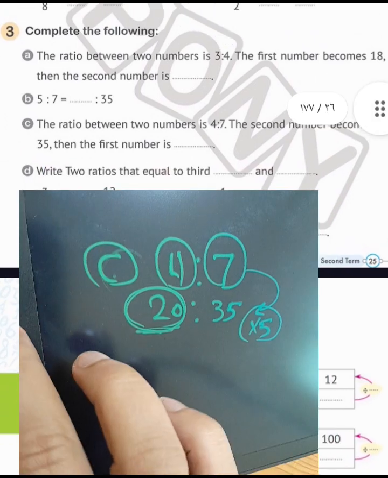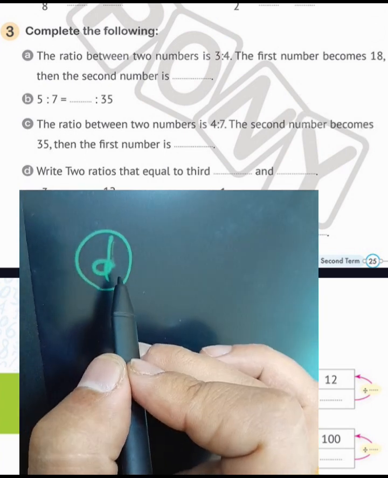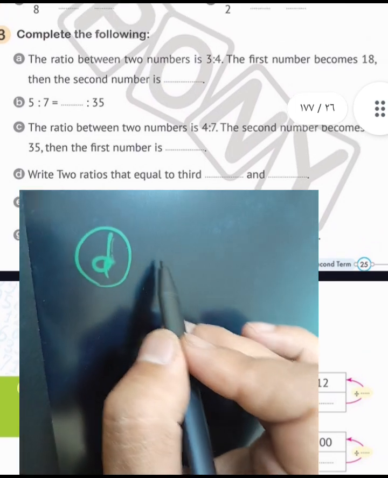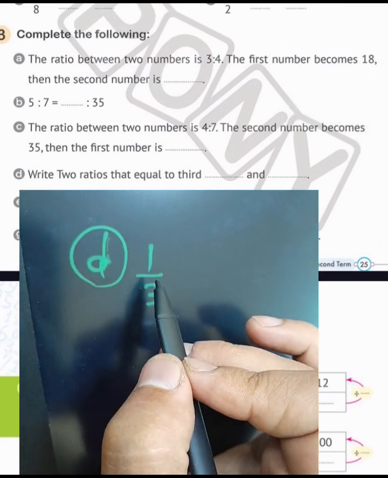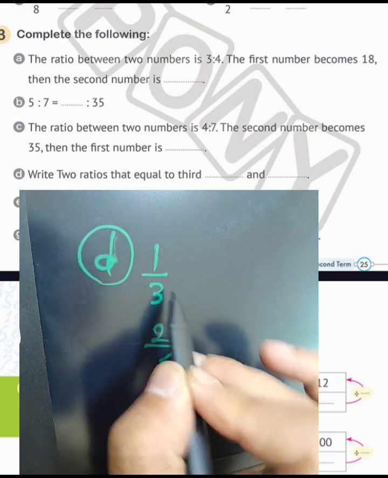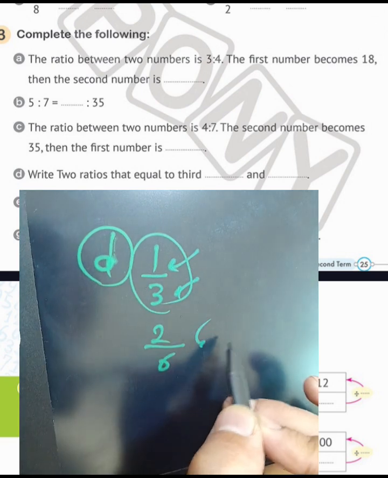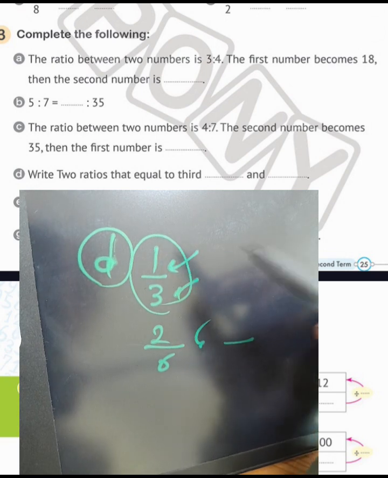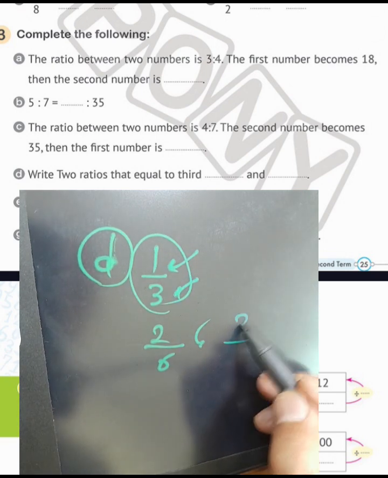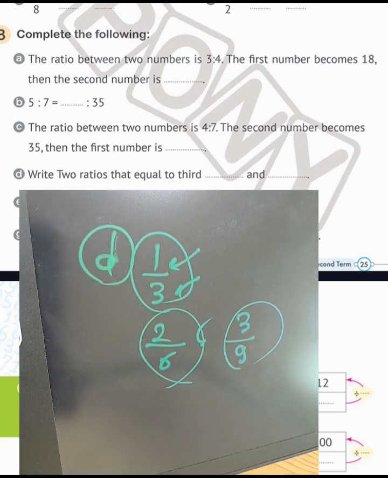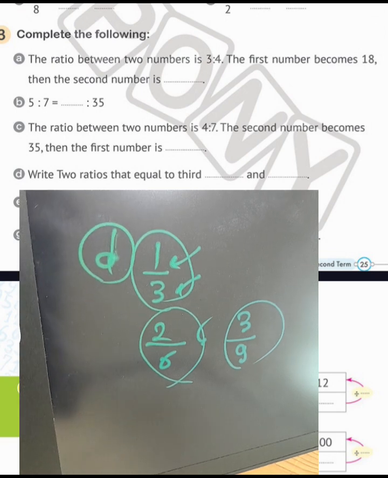Question letter D. Write two ratios that equal a third. We know a third means 1 over 3. You want to find two ratios that equal a third. It will be 2 over 6 by multiplying numerator and denominator by 2, and you can write another by multiplying by 4 or 2 or 3. 3 times 1 equals 3, 3 times 3 equals 9. Then we have 2 over 6 and 3 over 9. Understood?